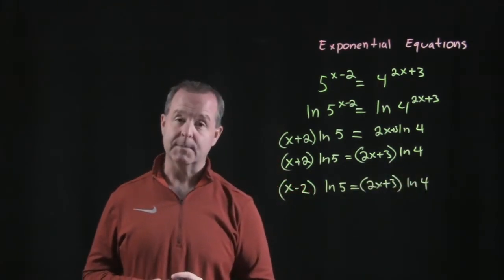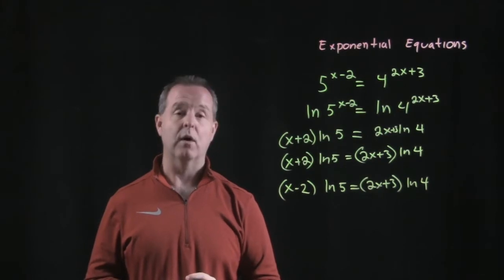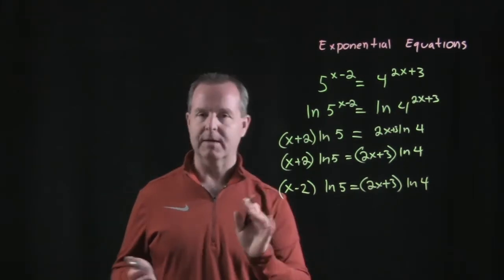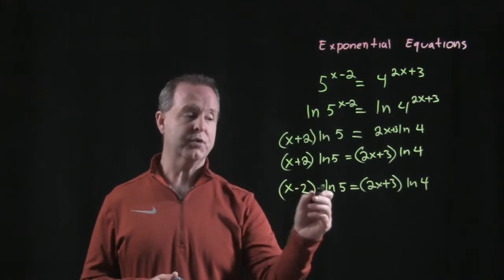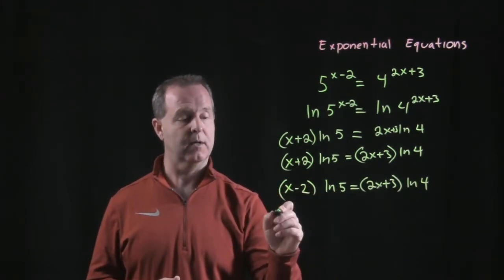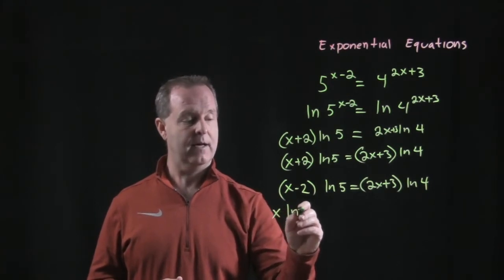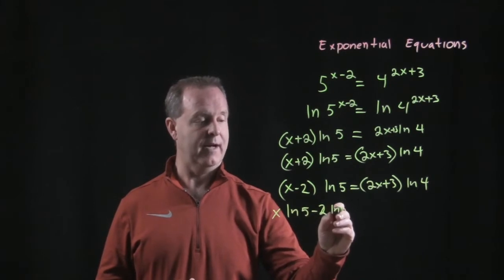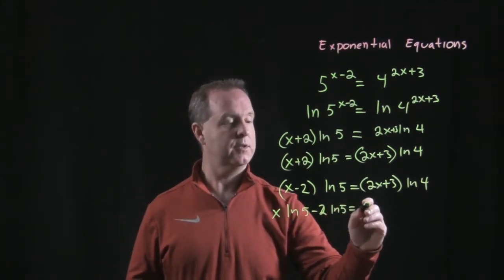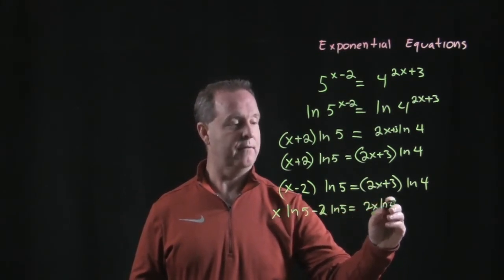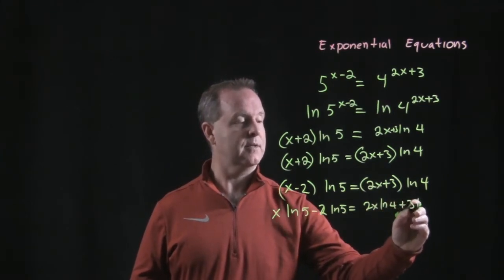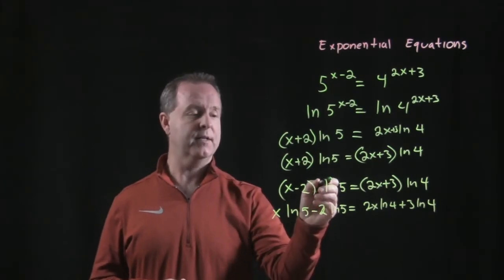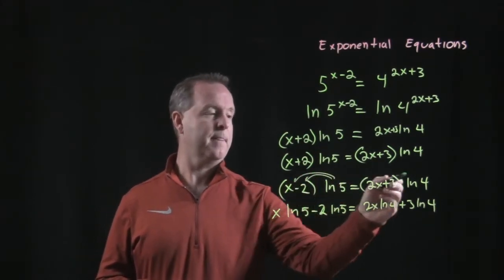So our goal at this particular time is to solve for our variable x. So how do we isolate x in such a way? Well, a couple of steps here. First of all, we can distribute this log 5 across both of these terms. So I have x log 5 minus 2 natural log of 5 equals 2x times the natural log of 4 plus 3 times the natural log of 4. Distribution is all I did right there.